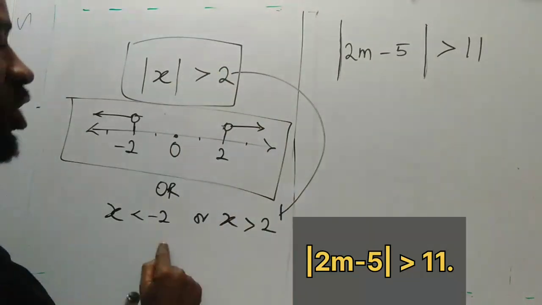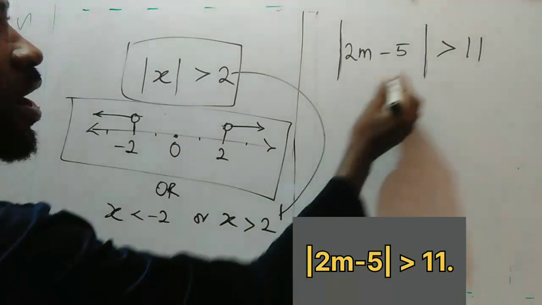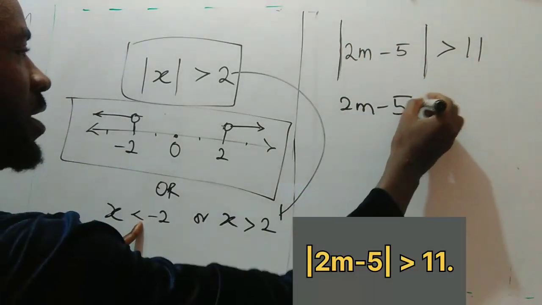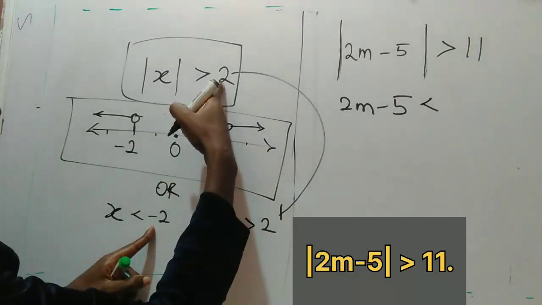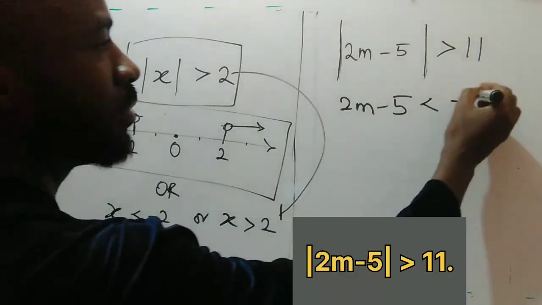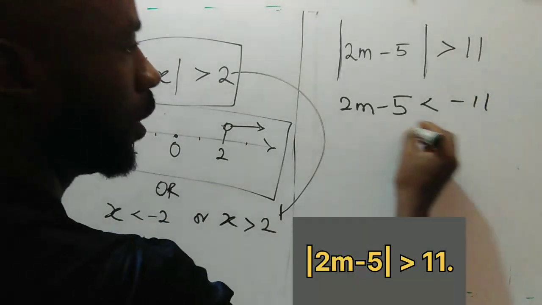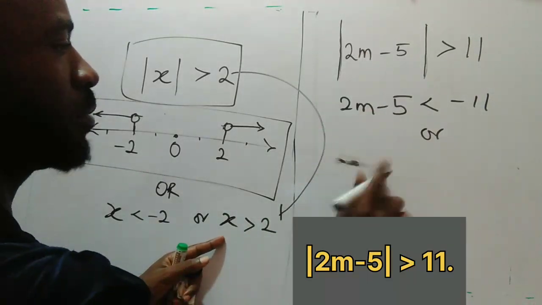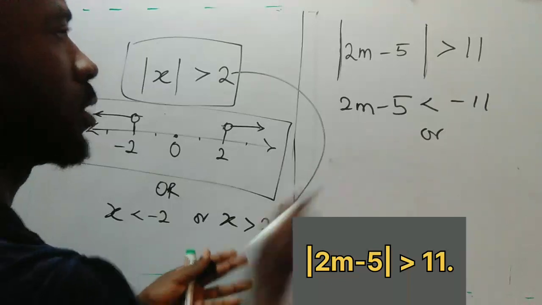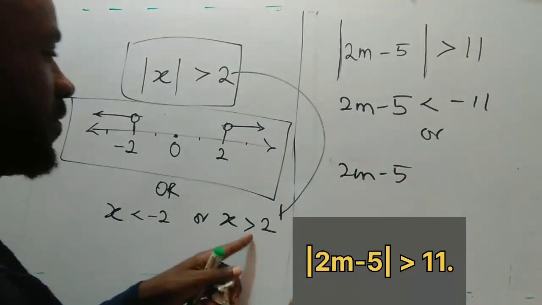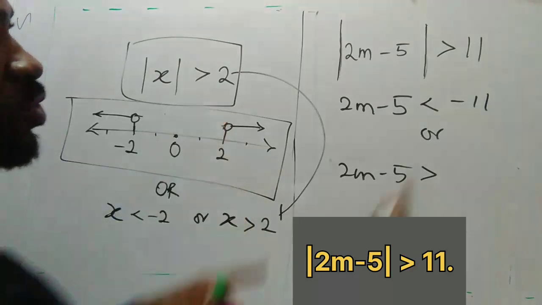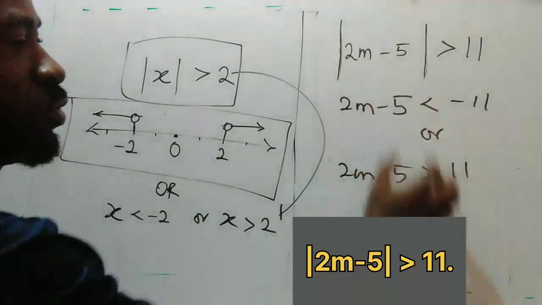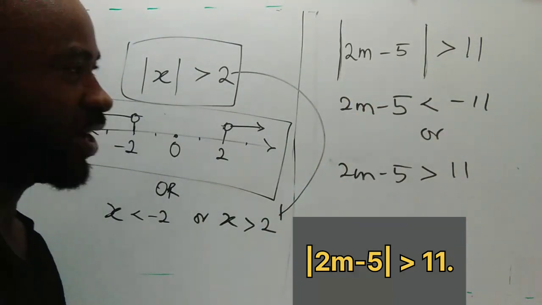Based on my explanation here, our solution says that our value here, 2m minus 5, will be less than -2, so ours is going to be less than -11. Or our second solution is going to be x, which is 2m minus 5, is greater than 2, so ours is going to be greater than 11. All we have to do now is solve these two inequalities separately and get our solution.